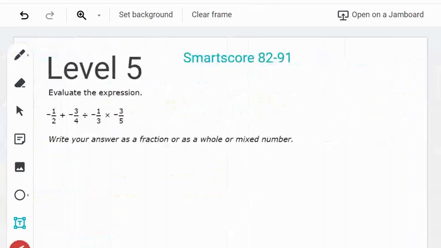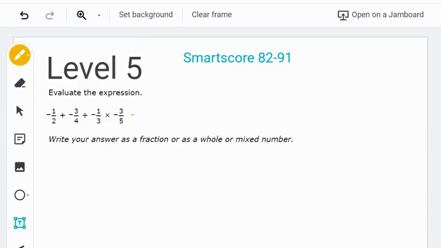Now these are beyond the 80 smart score requirement. But for those of you who want to give these a shot, I want to show you some examples. So same kind of thing, just we got a lot of negatives here. We do division and multiplication first. There's 2 of them, so we do the one that's further left. So this is what we're going to do first.